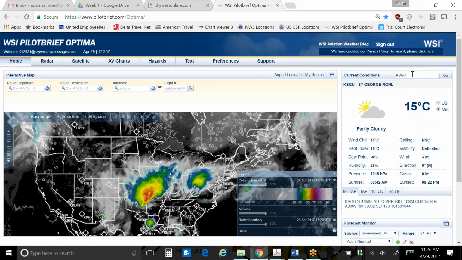That's not a good one either. Trying to find somewhere that has some wind. Let's see if San Fran has wind. Okay, there we go.